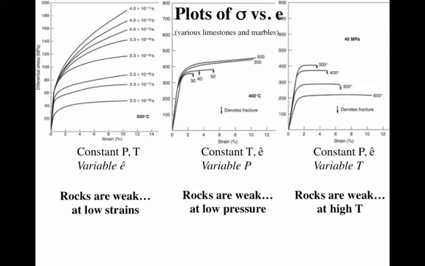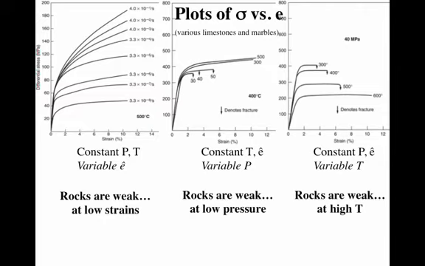On the left, in the first plot, we see that we're holding constant the pressure and the temperature, and there's a variable strain rate. And what that plot shows us is that rocks are weak at low strain. So we have strain percentage at the bottom on the x-axis and differential stress on the y-axis. So at low strain rates, rocks are weak.